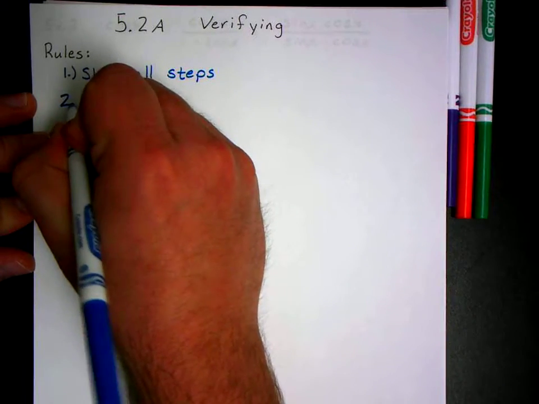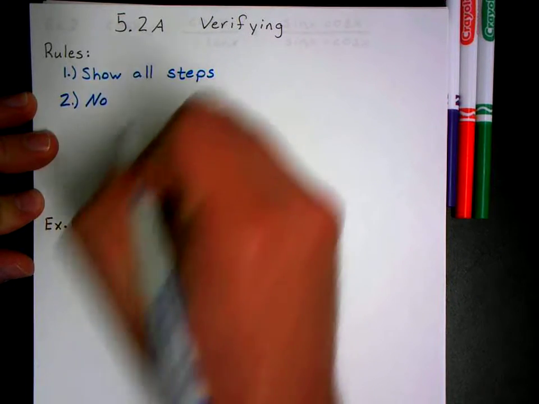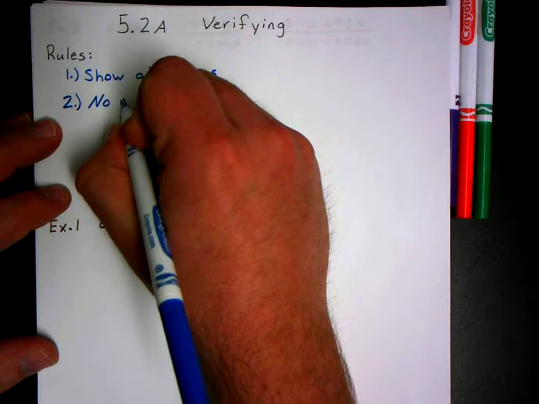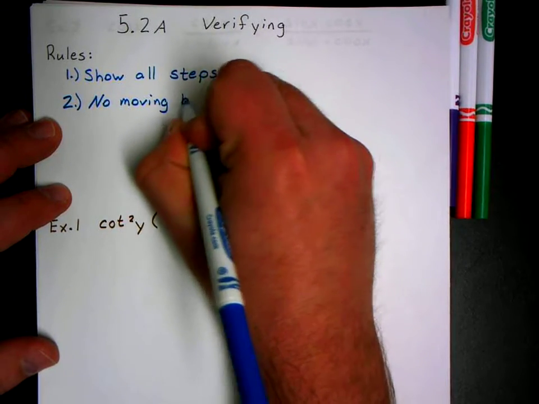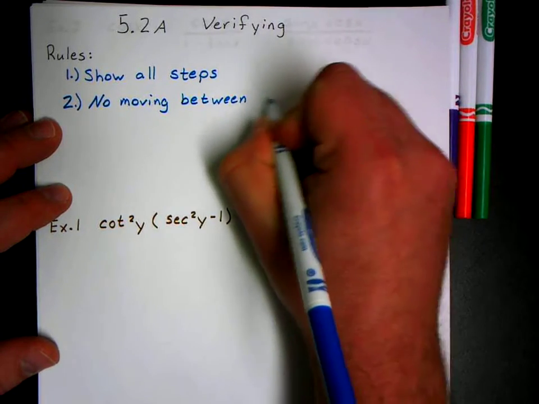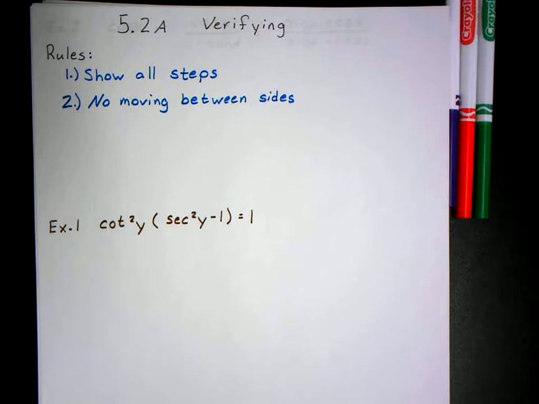Okay, second thing is we're working with equal signs, but you cannot use your properties of equalities with proofs. So, no moving between sides. That's another thing that people have problems with.